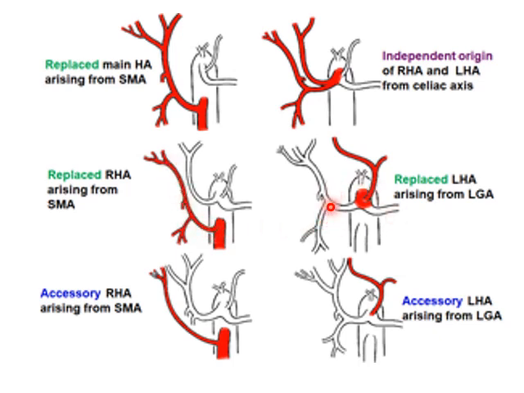Here in this example, you can see the left hepatic artery arising from the left gastric artery. In this example, we can see an extra right hepatic artery arising from the superior mesenteric artery. In this example, we can see an extra left hepatic artery arising from the left gastric artery.